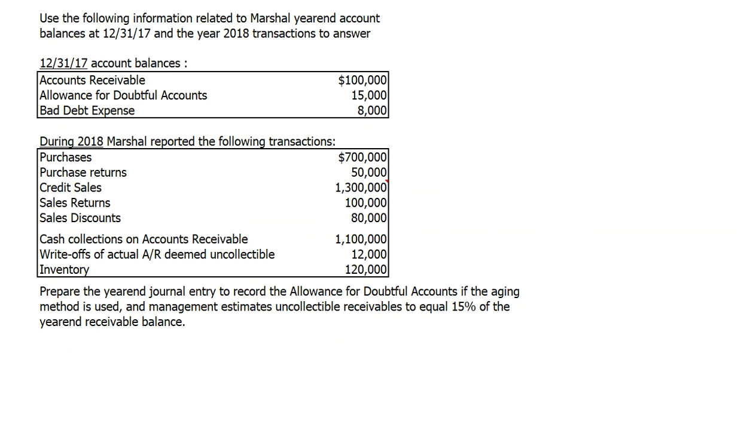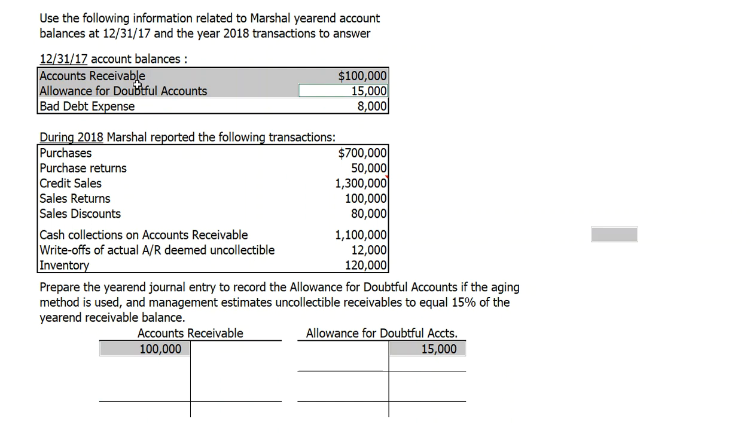Let's go ahead now and prepare our journal entry if the aging method is used and management estimates that the uncollectible receivables are 15% of the year-end balance. We need to begin by calculating the year-end balance in both our accounts receivable and the allowance for doubtful accounts. We have a balance sheet focus. We begin by picking up the beginning balances in accounts receivable and our allowance for doubtful accounts. Recall, these are simply the ending balances from the prior year.